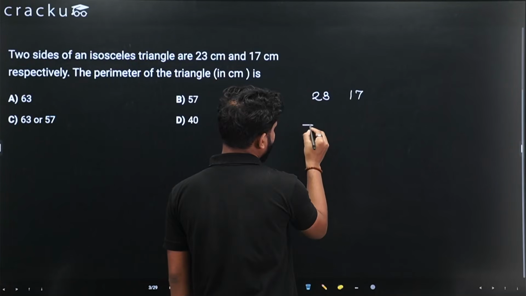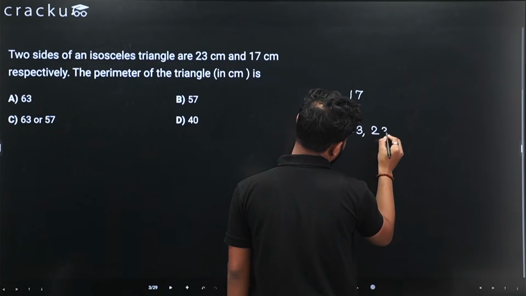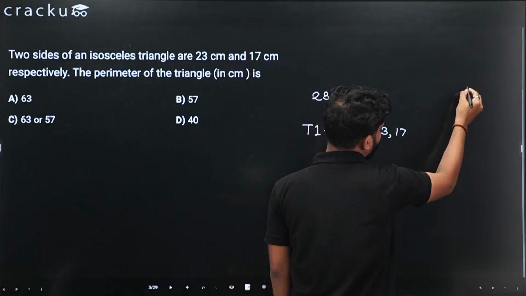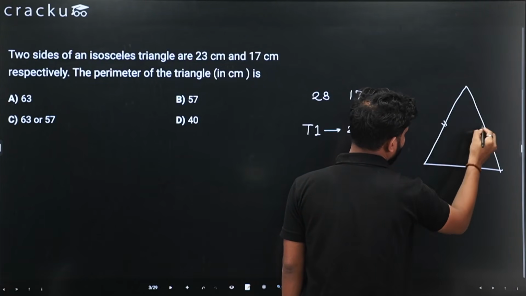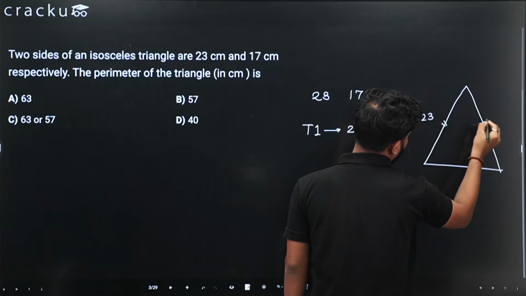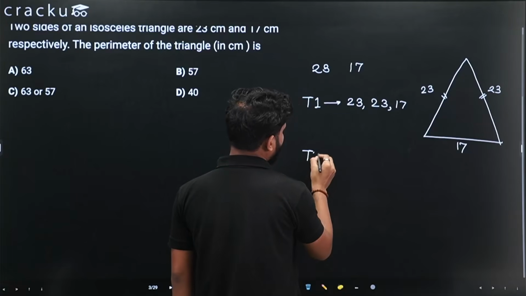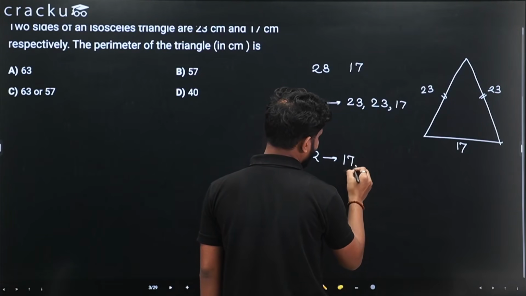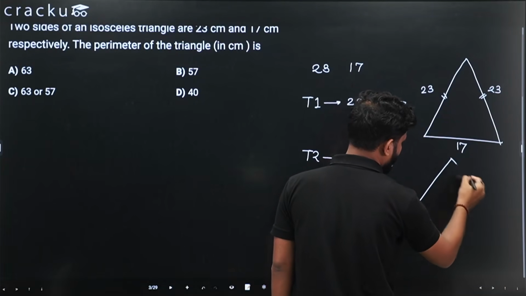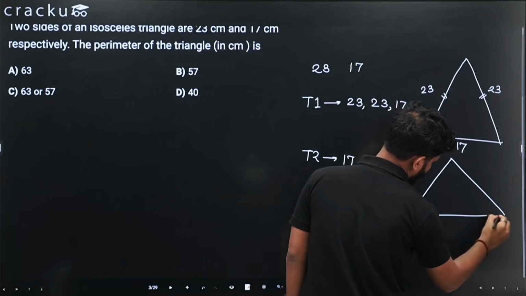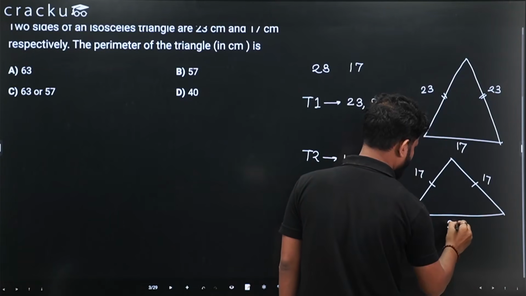So first triangle that can be formed will have sides 23, 23, 17, or the triangle will be something like this, where these two sides are equal. They are of length 23, 23, and this is 17. Or triangle 2 that can be formed will have sides 17, 17, and 23. So this will be another triangle where these two sides are equal. They are 17, 17, and 23.